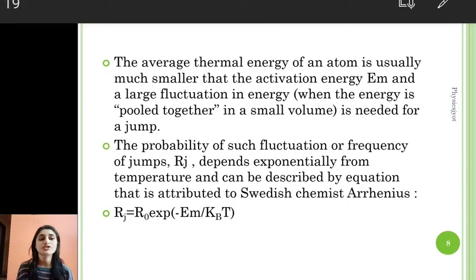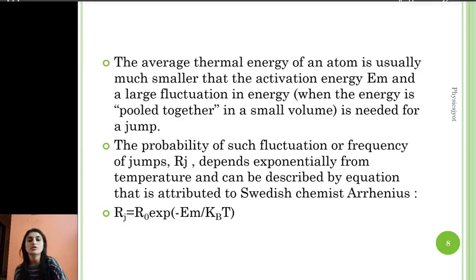Now the average thermal energy of an atom is usually much smaller than the activation energy Em, and a large fluctuation in energy is needed for a jump. The probability of such fluctuation, or frequency of jumps, how many atoms are able to jump to that vacancy site, is given by Rj, and it depends exponentially on temperature. It can be described by the Arrhenius equation: Rj equals R0 exponential minus Em upon kBT. Em is the activation energy, kB is the Boltzmann constant, T is temperature, Rj is the frequency of jumps, how many atoms are able to jump to the vacancy site, and R0 is a constant.